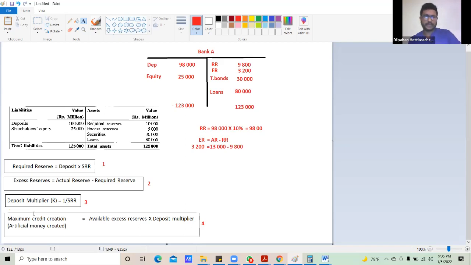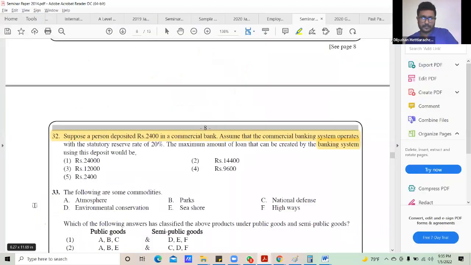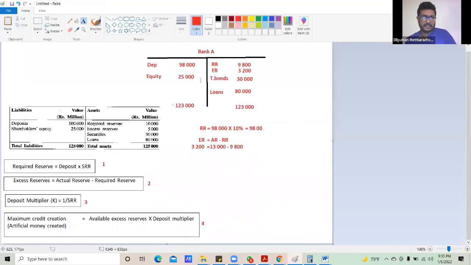So how can we do it? Suppose a person deposited 2,400 in a bank. First of all, we have to calculate the deposit multiplier, the third equation. Just give me one second to erase this.